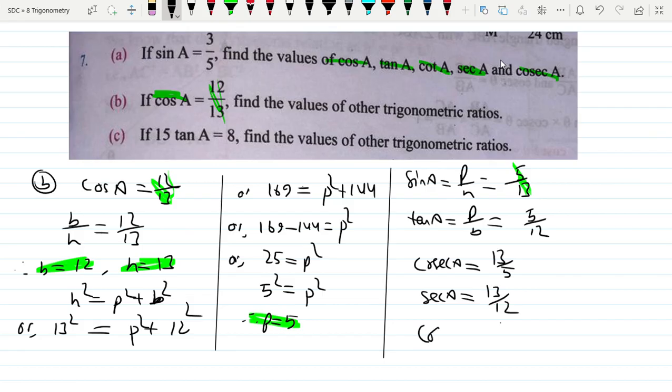And the last one is cot A. Cot is the reciprocal of tan. And we have here tan, found as 5 by 12. If we make reciprocal of it, we get 12 divided by 5. So this way we have found all remaining ratios. It's done. And now I go with number C.